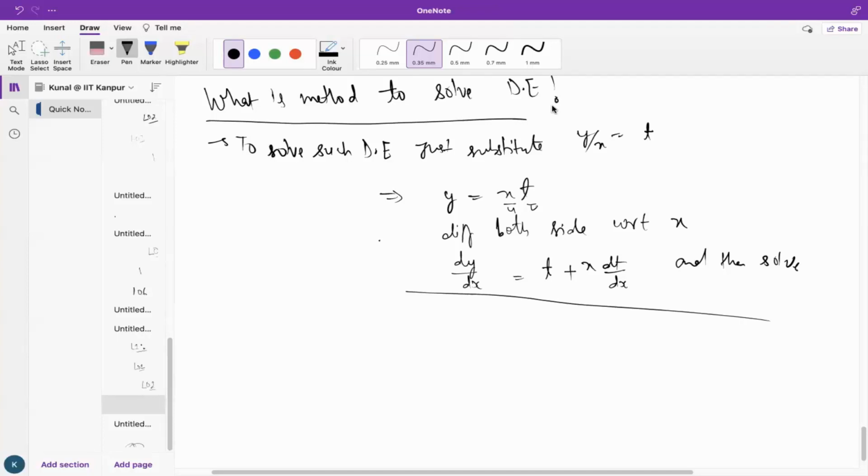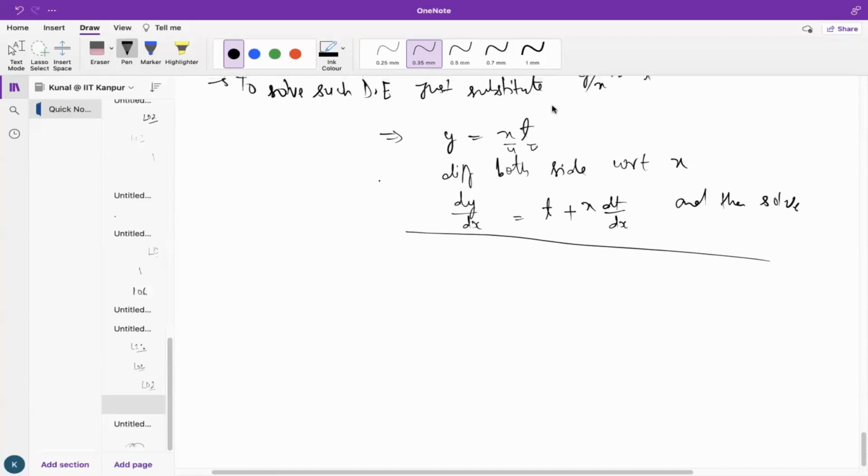Okay, so let me give you some examples of how to implement this and find the solution of the homogeneous differential equation. So let's start. Let me write it here. We have the first problem. Example one is written as, look here, dy by dx is equal to y square minus x square by 2xy.